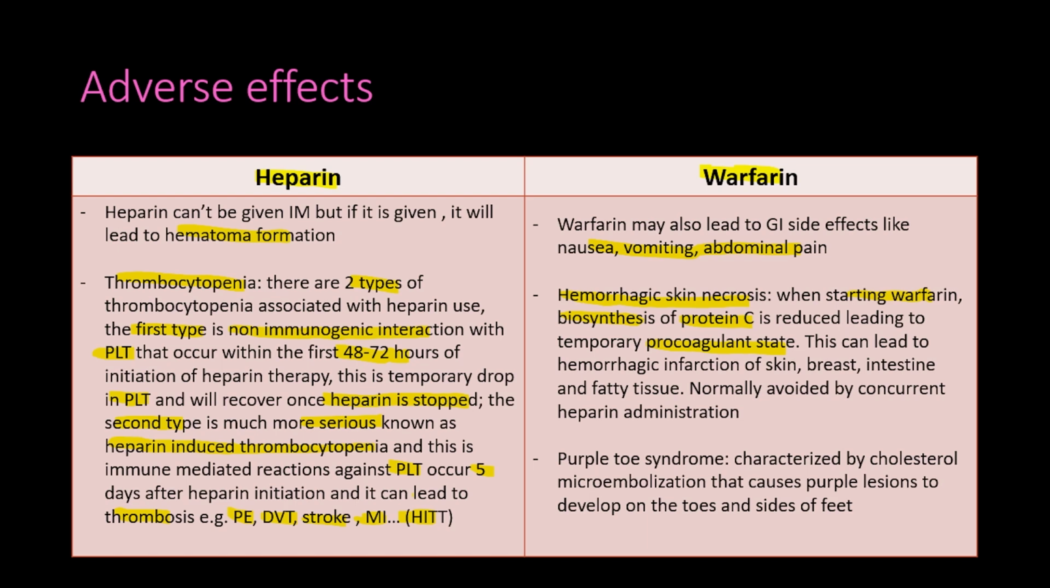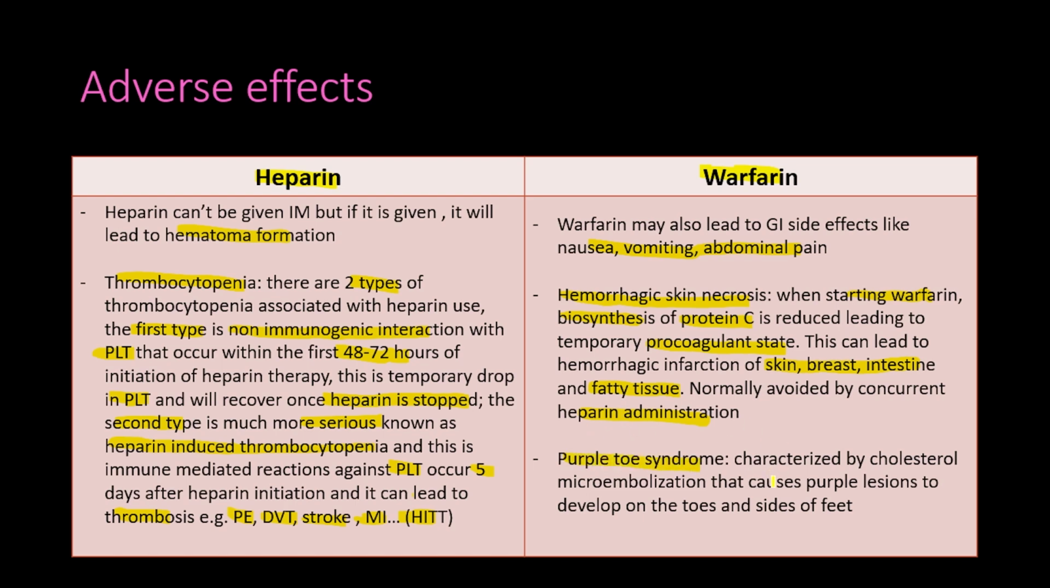So if the biosynthesis of the protein C is reduced, this means that we are in a procoagulant state, and this can lead to hemorrhagic infarction of the skin, breast, intestine, and fatty tissues. And this is normally avoided by concurrent heparin administration. So for the first few days of the warfarin use, it is combined with the heparin to prevent the hemorrhagic skin necrosis. Warfarin also leads to purple toe syndrome.